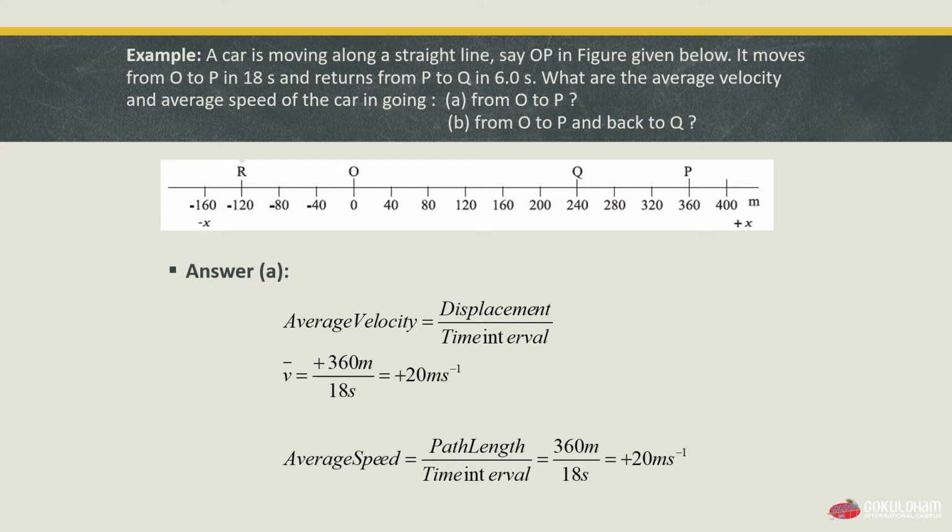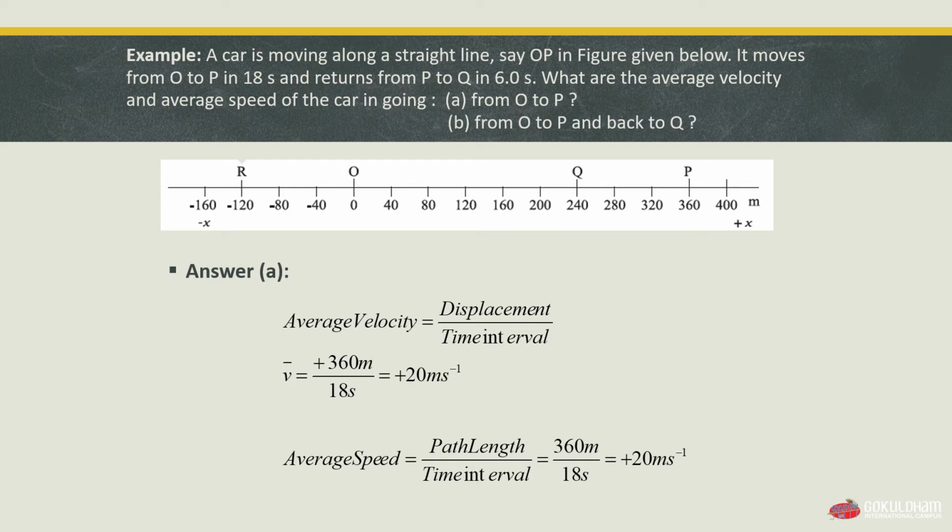Case 1, which is A, is from O to P, and case 2, which is B, is from O to P and back to Q. So let us look at case A, which is to calculate the average velocity and average speed from O to P. As you know, the formula for average velocity is equal to displacement divided by time interval, and in this case the displacement is given by P, which is our ending point. If we calculate displacement, ending point minus initial point is 360 minus 0, which gives us 360. So our displacement will be 360 and the time interval is already given in the question, which is 18 seconds.